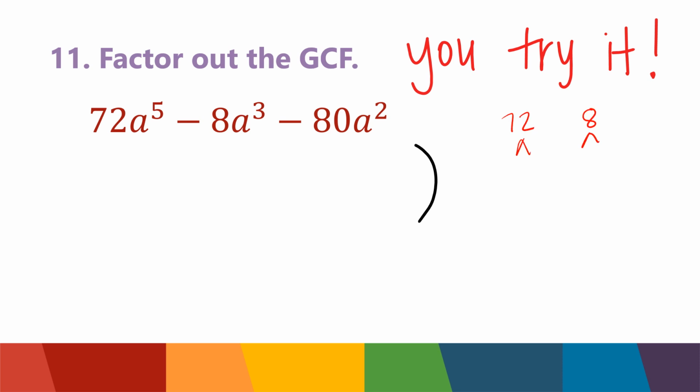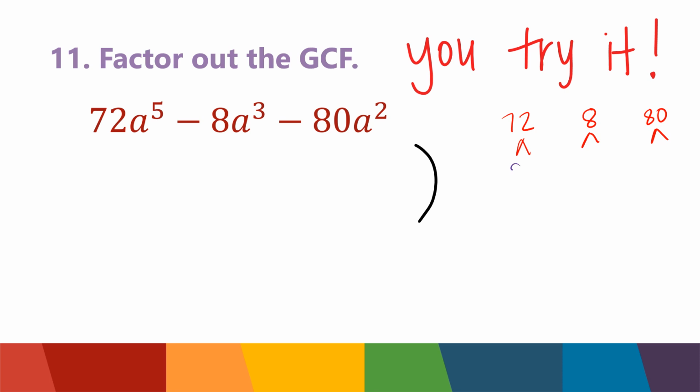All right, so what is the greatest common factor between 72, 8, and 80? Oh, this one actually might be kind of tough if you do it with factor trees. I didn't think about that. Actually, no, it won't. I'm lying. Okay.